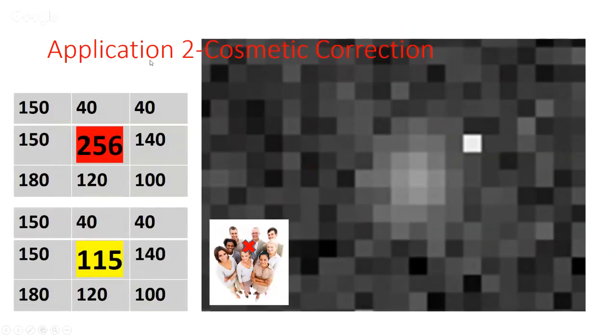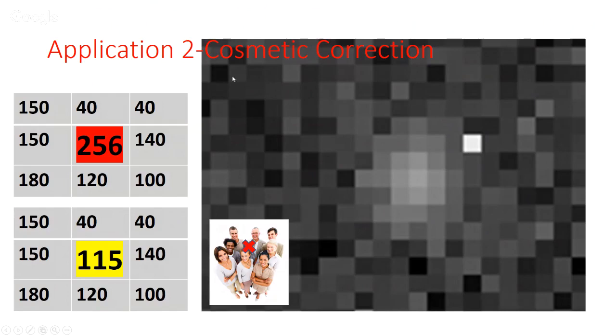There's another thing you can do, a second application called Cosmetic Correction. Look at this, it's that same star. Remember that star? This was that bright one, okay? And what I can do is make a filter that says this pixel, this pixel, this pixel, this, and get the values for each of those pixels. This value is 150, that one's 40, that's 40. This one's a 140, 100. And that one's 256. It's way too bright.